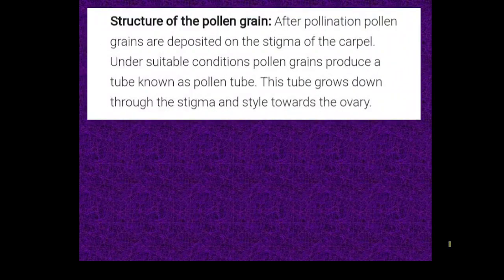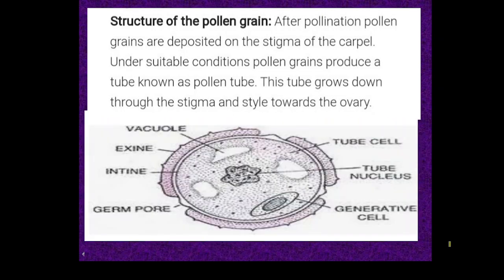Done? Okay. We'll see the structure of a pollen grain. After pollination, pollen grains are deposited on the stigma of the carpel. Under suitable conditions, pollen grains produce a tube, which is known as the pollen tube, and this tube goes down the stigma and style towards the ovary. So you can see the picture here.